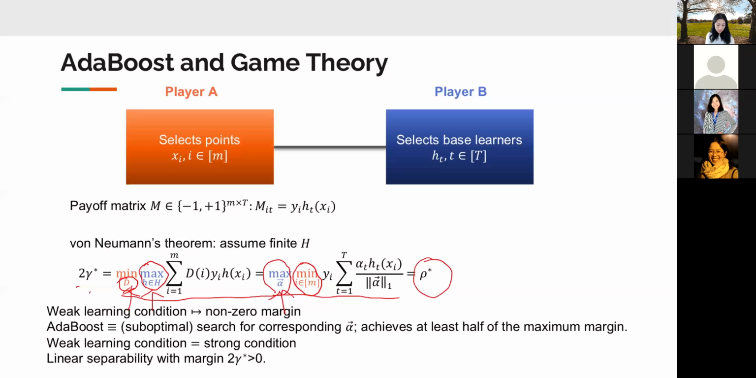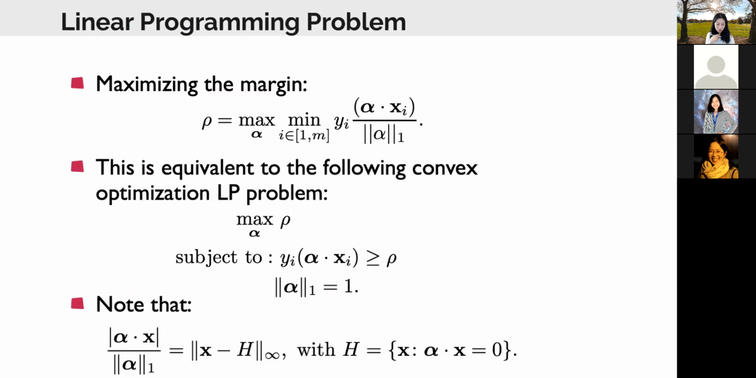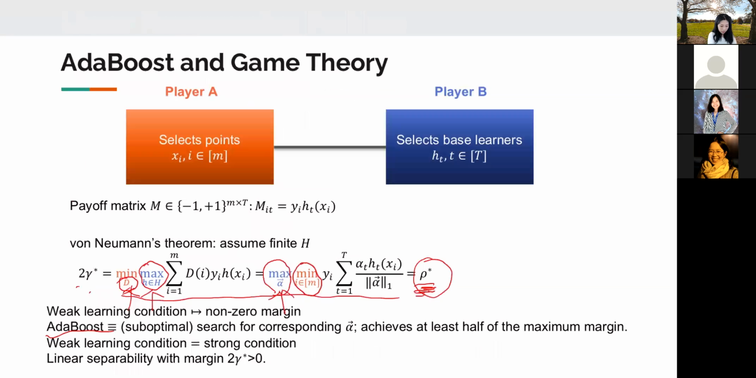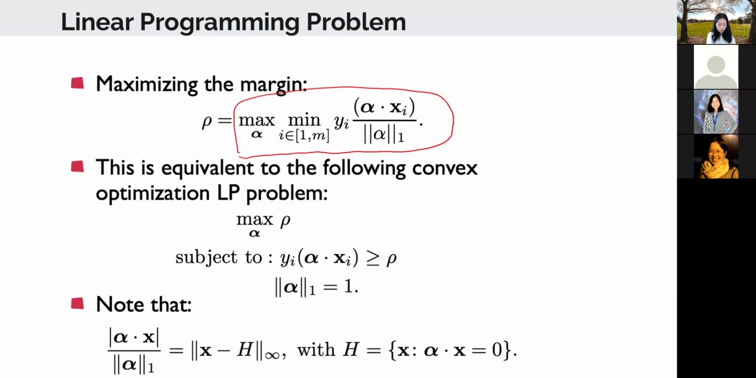Now you wonder: AdaBoost seems to be suboptimal, although it's quite strong already. So can you somehow achieve the rho star? Of course, the answer is yes, you can maximize the rho. You can directly solve this optimization problem. If you go back, this rho is nothing but the maximization over alpha of the minimization over the points of yi times the normalized strong classifier. So you can directly maximize the margin, and this is equivalent to a convex optimization LP problem. It is just maximizing rho subject to yi multiplied with the inner product being greater than or equal to rho, and also the L1 norm of alpha being 1.